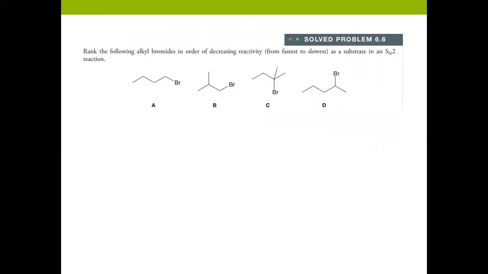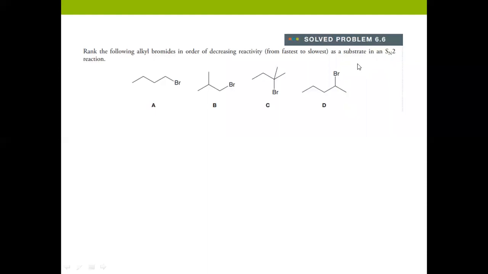Question: rank the following alkyl bromides in order of decreasing reactivity, from fastest to slowest, as a substrate in the SN2 reaction. Okay, so which one would be fastest, A, B, C, D? If these alkyl halides would follow the SN2 mechanism or SN2 pathway, which would be faster? Which of the following substrates would be fastest to undergo the SN2 mechanism? Letter A, B, C, D. Is it all? A.